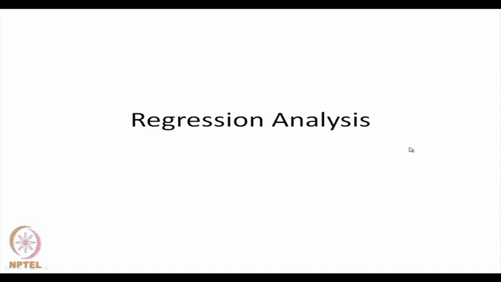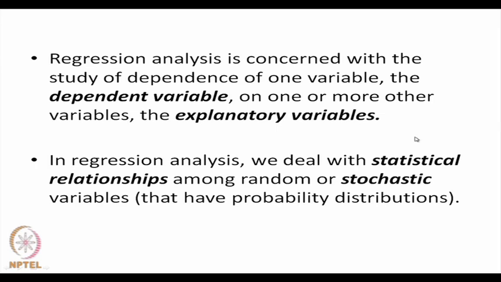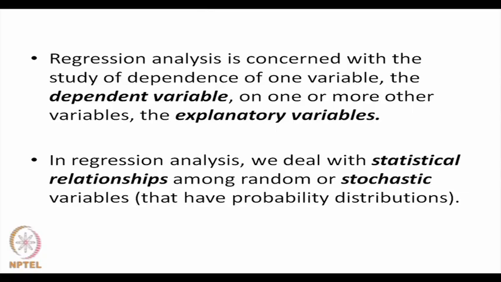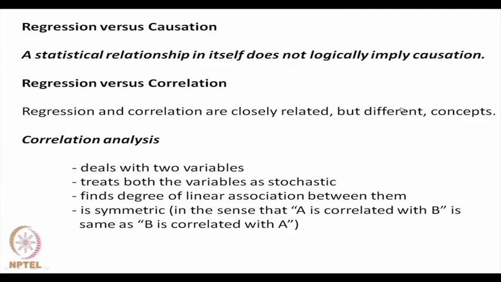First, the regression methods or the analysis that is made for regression methods. So, what is regression analysis? It is concerned with the study of dependence of one variable, which is normally called the dependent variable, on various independent or explanatory variables. In regression analysis, we deal with statistical relationships among random or stochastic variables that have probability distributions. So, we deal with statistical relationships.